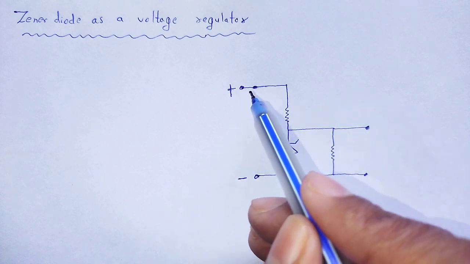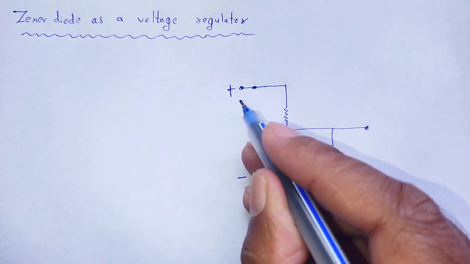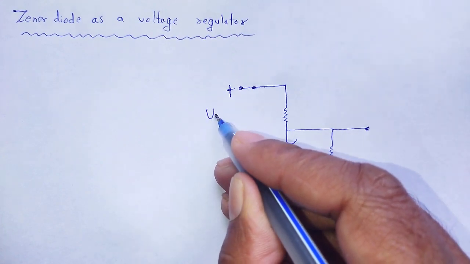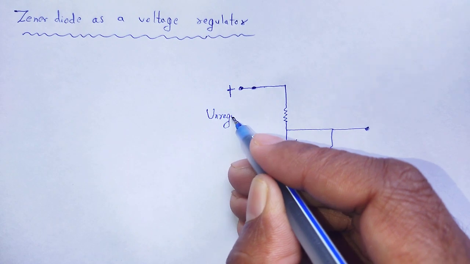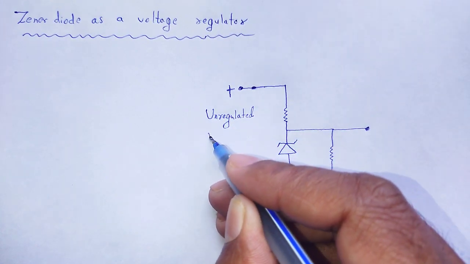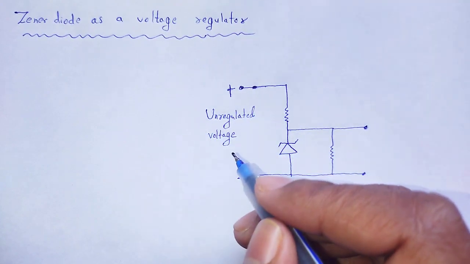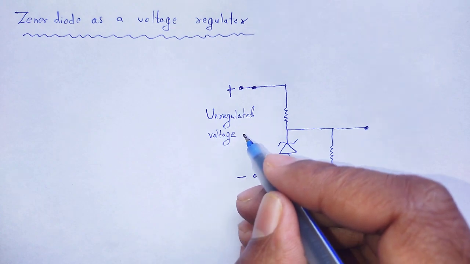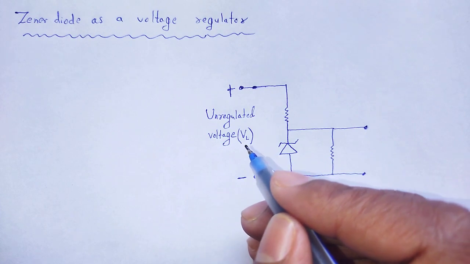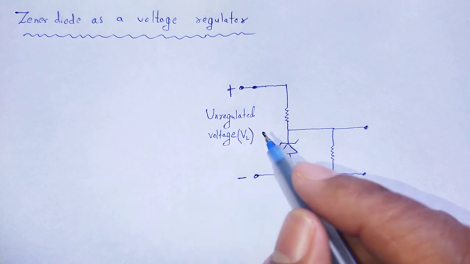Here the unregulated voltage, that is the unregulated DC voltage from the output of a rectifier. Unregulated voltage is the combination of AC as well as DC components. A small amount of AC components will be there.